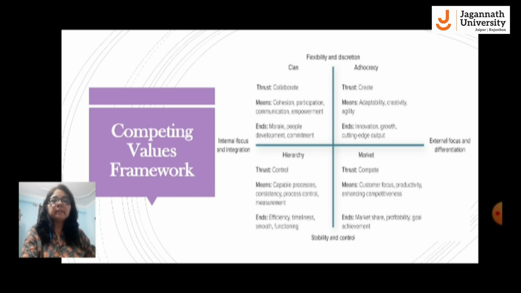Then there is hierarchy culture, which has internal focus and integration on y dimension and stability and control on x axis. So the thrust here is to control. The means are through capable process, consistency, and process control measurement. The end result of this culture is efficiency, timeliness, and smooth functioning.